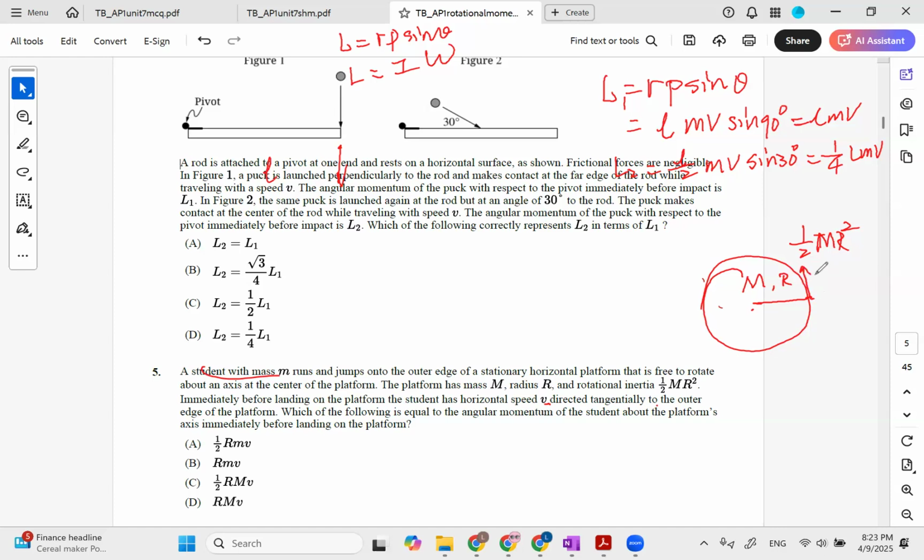So this is the mass of this object. Velocity is going this way, tangential, right? Which of the following is equal to the angular momentum of the student immediately before landing? So you are only looking for the angular momentum of the student about the axis before landing. So it will be R M V. You got it? Does it make sense?